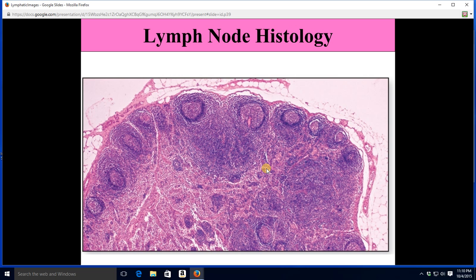If we look at the histology here, this is the outside of the lymph node. This is the purple cortex. Look how I have spread out purpleness, then these round clusters. These round clusters are follicles or nodules.